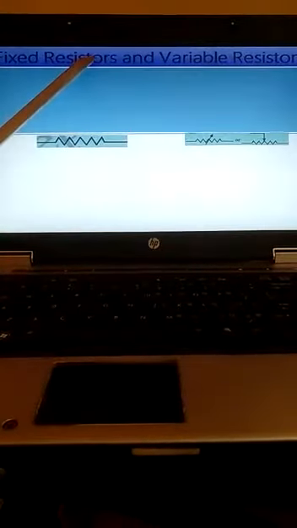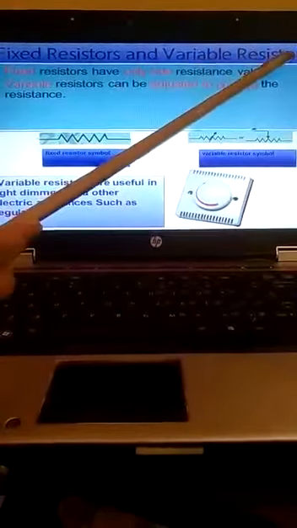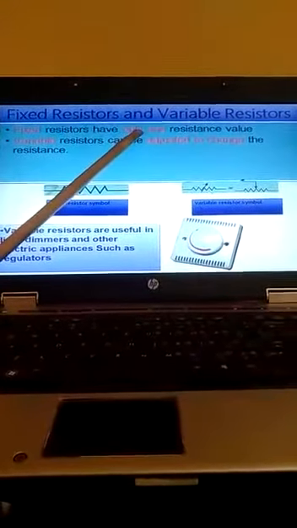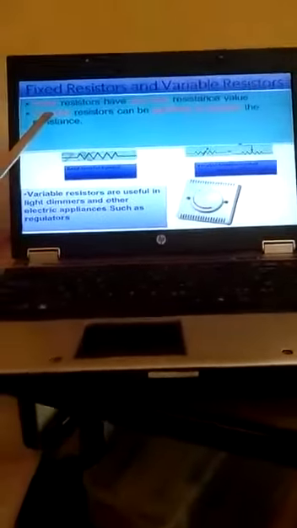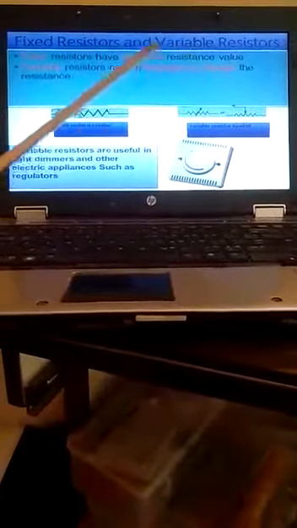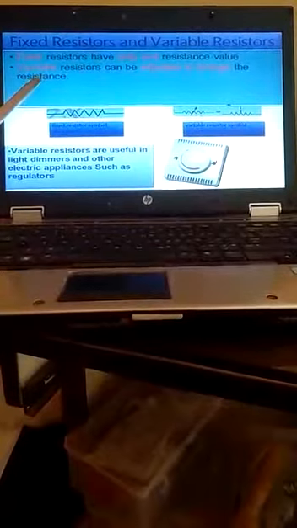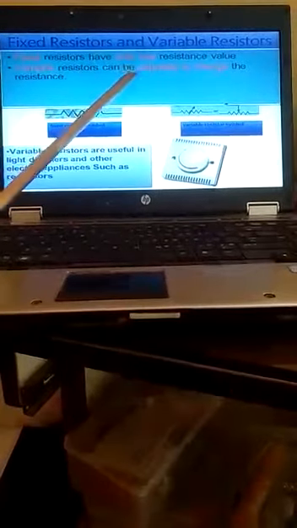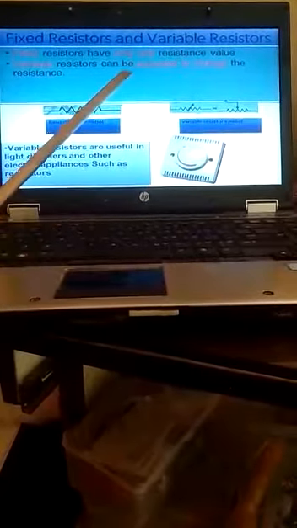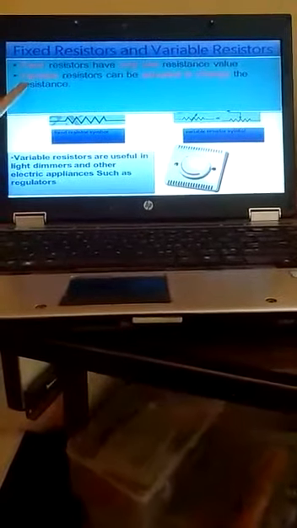There are two types of resistors: fixed resistors and variable resistors. Fixed means having only one value. Those resistors which have only one value are called fixed resistors. On a similar basis, if a resistor can be adjusted to change its value, it is called a variable resistor.